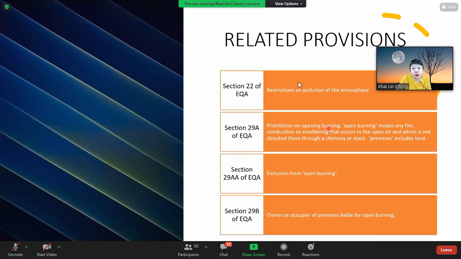29A, prohibition of open burning. Kita tak boleh buat pembakaran terbuka, kecuali dibenarkan. Okay. Section 29AA, exclusions from open burning. So yang ni lah siapa yang dibenarkan. Okay. So exclusions dia adalah untuk yang agriculture, contohnya penanaman padi. Okay. So section 29B, owner or occupier of premises liable for open burning. Yang ni charge dia. Berapa akan di-charge kalau ditangkap.